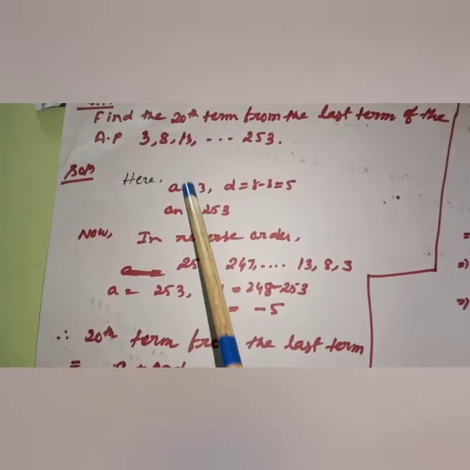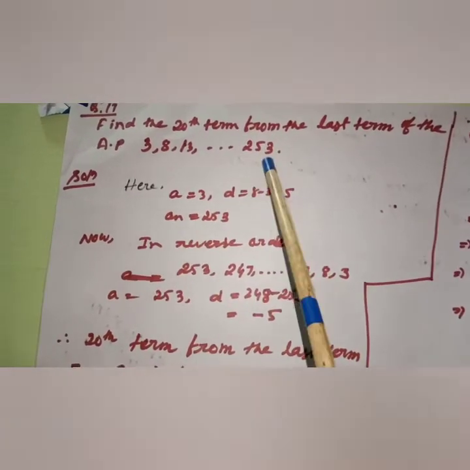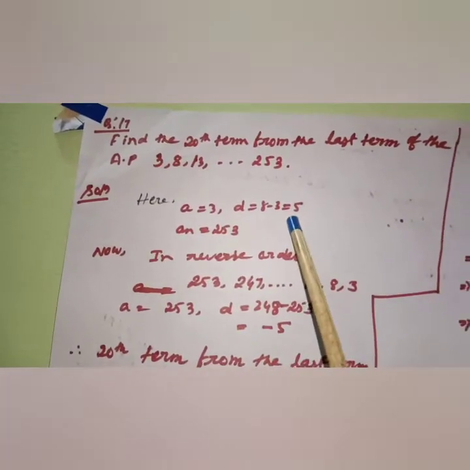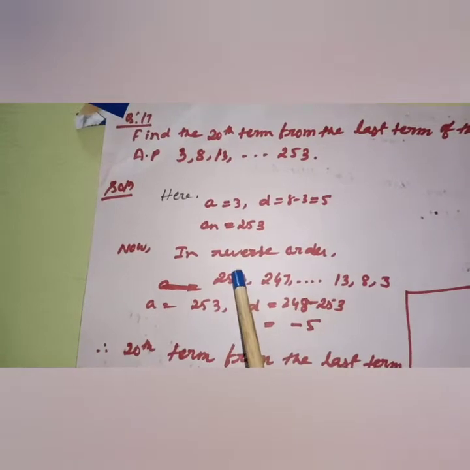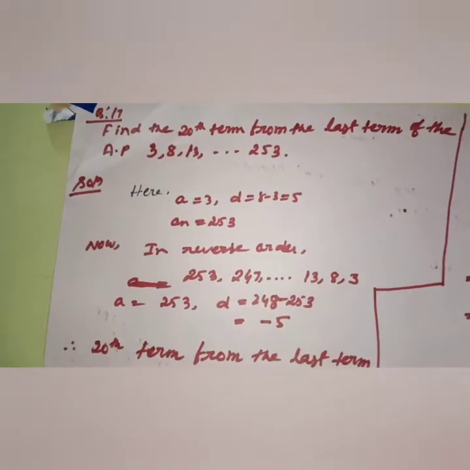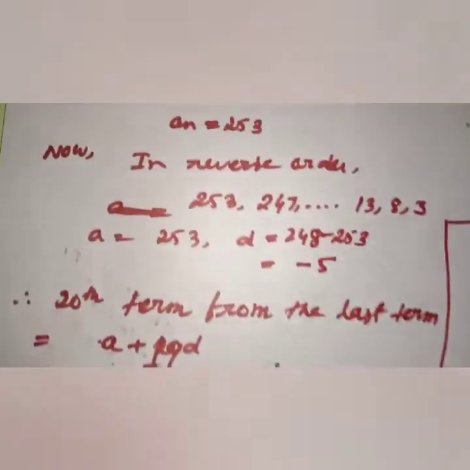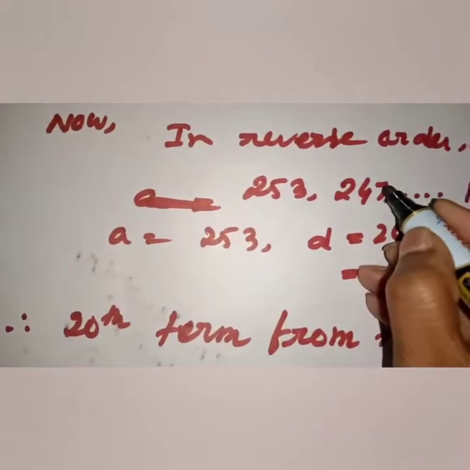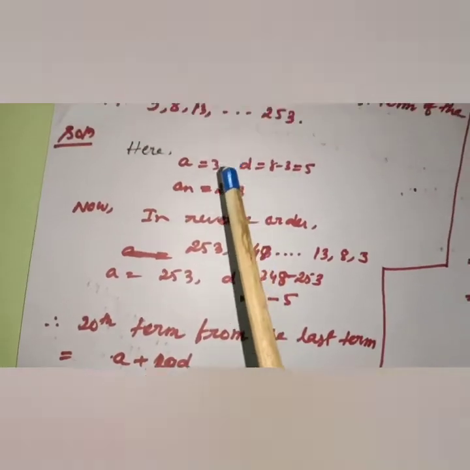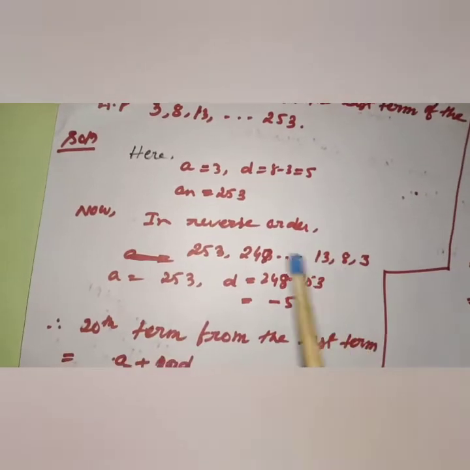Here a is 3, d is 8 minus 3, 5, and the last term is 253. Now you have to write in reverse order. Because we got the common difference, what will be the first term in reverse order? 253. Then before that, what? 240, sorry, actually this is 248. This is 248, okay.